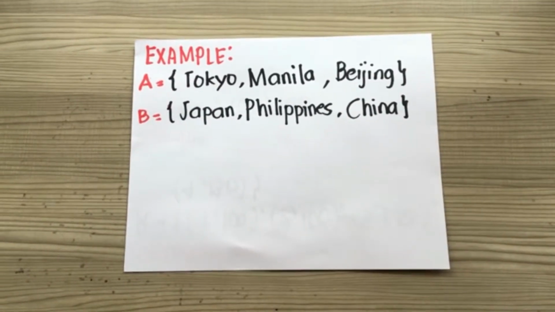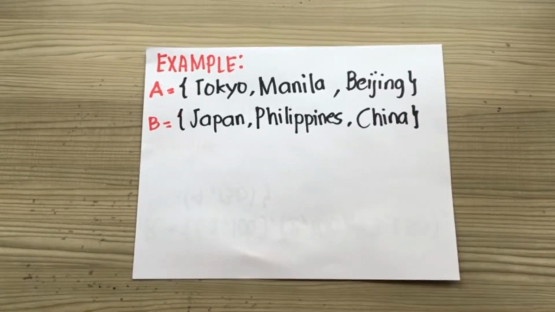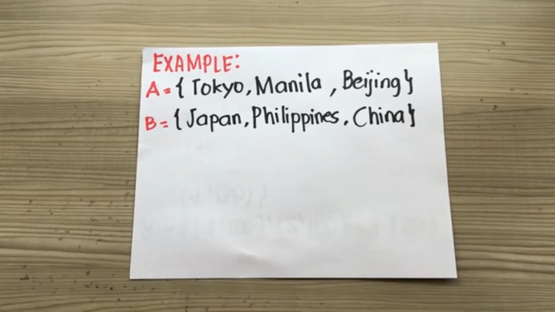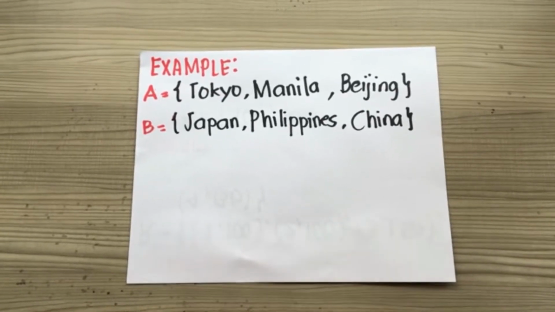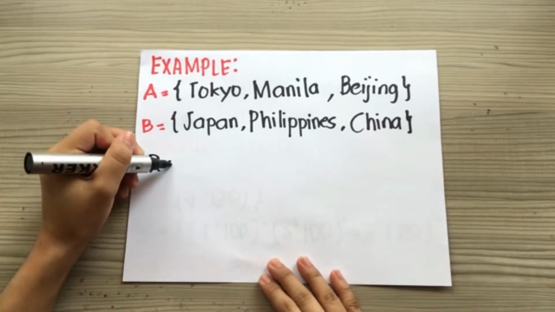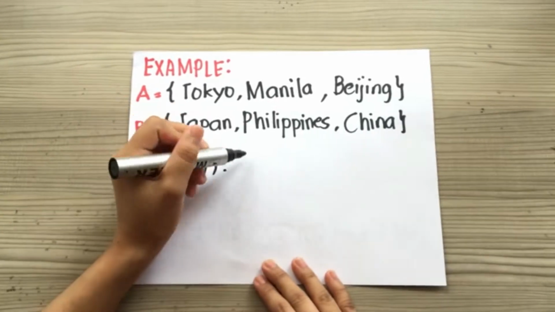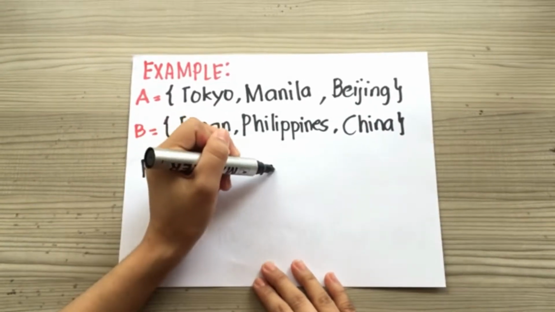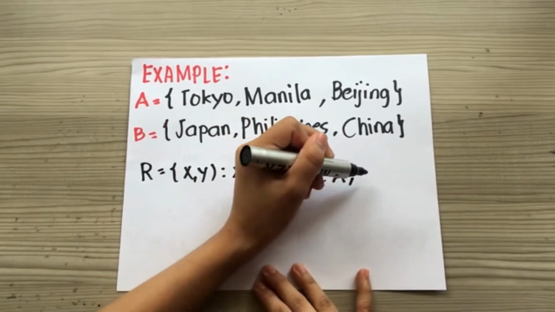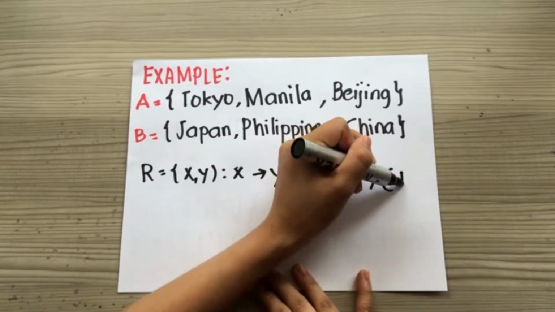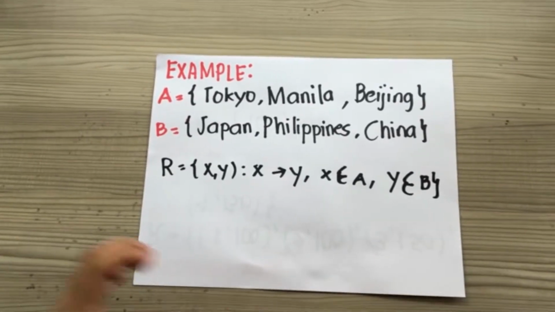Let us take an example. If we let A be equal to Tokyo, Manila, and Beijing, and B to Japan, Philippines, and China, we can define the relation R as the set of (x, y) wherein x is the capital of y, x is a member of A, and y is a member of B. So, our relation R is shown in the diagram below.